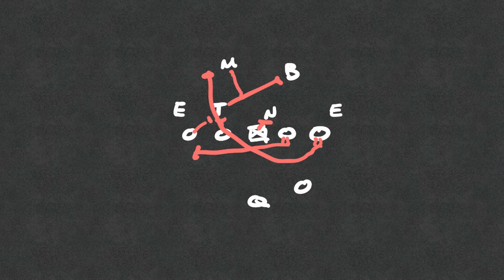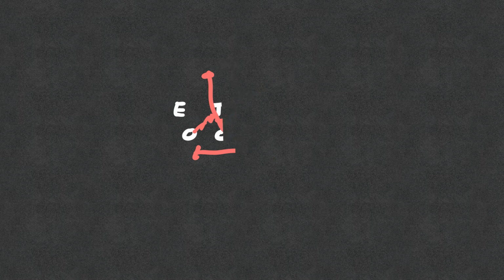Our guard knows that if something presents itself in the A gap, he's going to chip off and just get a piece of him. And again, he doesn't have to blow him up or drive him out of the hole. All he's got to do is get a little piece of him on the way by, and then we're already by it. If you see the other way, let's say he's showing his blitz, that's a totally different situation.